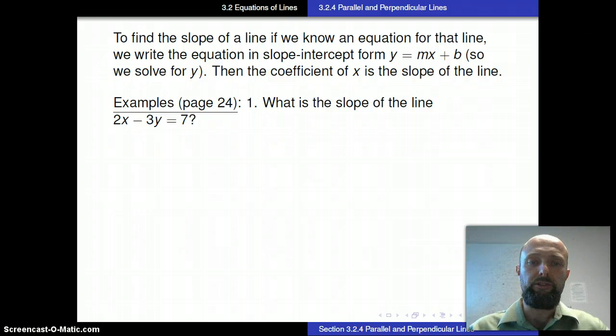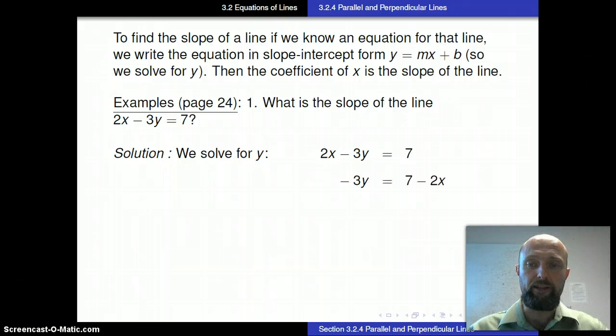Let's illustrate this with the examples on page 24. Question 1. What is the slope of the line 2x minus 3y is 7? We have to solve for y. So we move 2x to the right hand side by subtracting 2x from both sides. And next we divide both sides by negative 3.